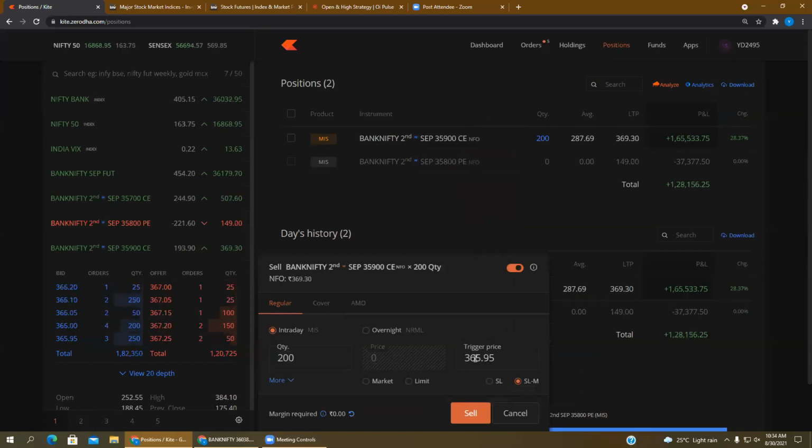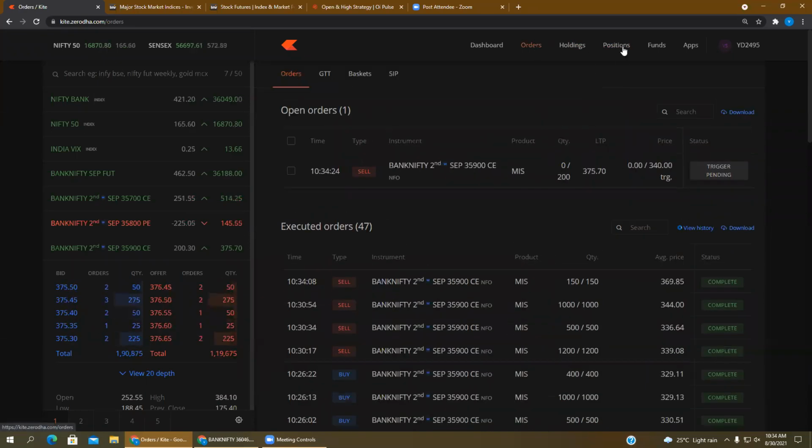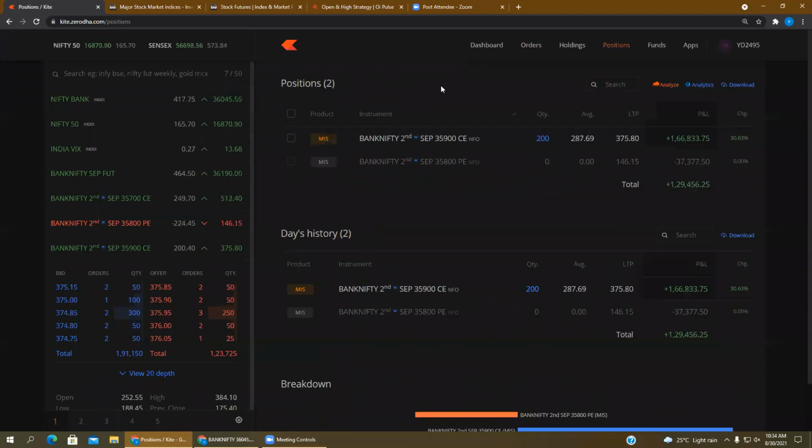Trailing SL will be 340. 340 will be my trailing stop loss. Okay. This 200 I'm going to keep now with a trailing stop loss of 340. Now let it go wherever it wants to go. I'm going to hold this quantity. Now for today, my stop loss is going to be, okay, 29,000. This is the max profit I am ready to lose now from here on.